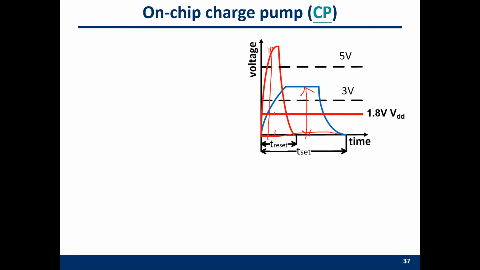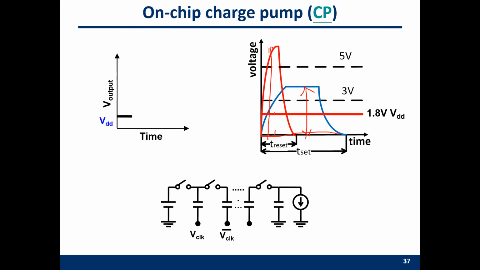Even if I can provide you a 1.8 volt, by some tricks, the set and the reset voltage is much higher than this VDD. So in the current memory system, they use a charge pump to boost the voltage to the target voltage. I'm sorry.